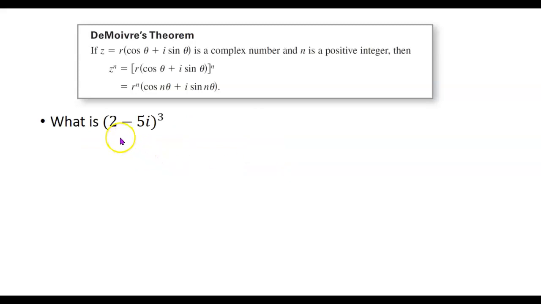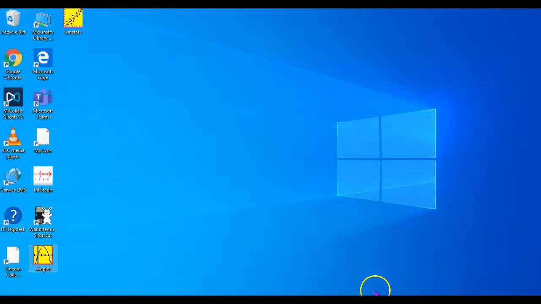Another example, what is 2 minus 5i to the third power? Now, if we were doing this without de Moivre's theorem, we would have to write it as 2 minus 5i times 2 minus 5i times 2 minus 5i. We can multiply that all out using the distributive property and the fact that i squared is negative 1 and all that, and work out what we get. We could do it on the graphing calculator.